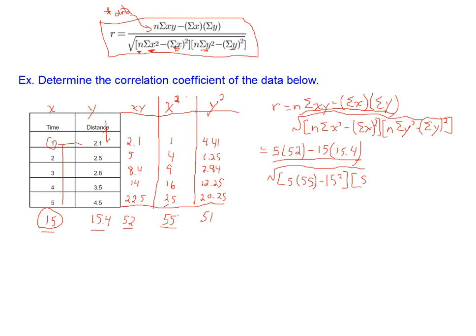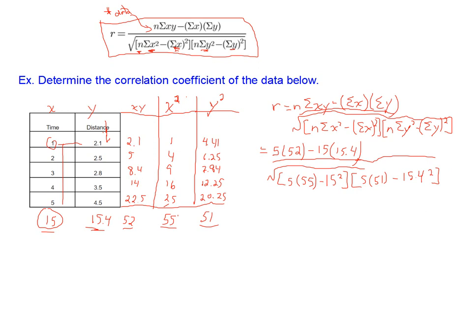So 5 times the sum of the y squareds. Here's the sum of the y squareds, which is 51. We close that bracket, and then we're going to subtract the sum of the y's squared. So the sum of the y's right over here, 15.4, and we'll square that. Alright, so I didn't quite go far enough here.